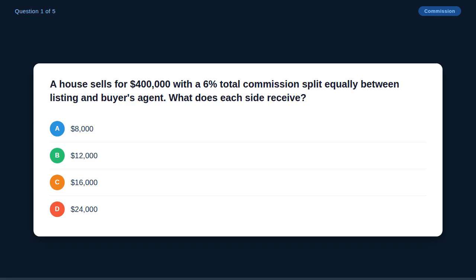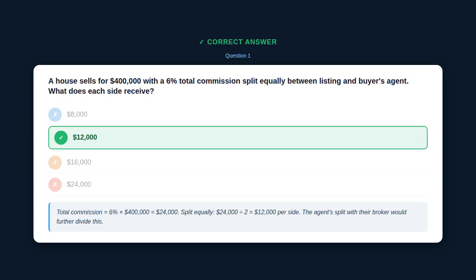Total commission equals 6% times $400,000 equals $24,000. Split equally, $24,000 divided by 2 equals $12,000 per side. The agents' split with their broker would further divide this.